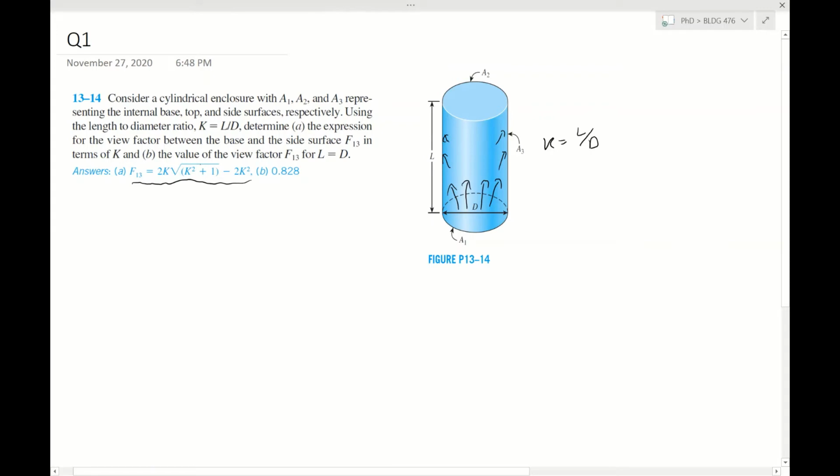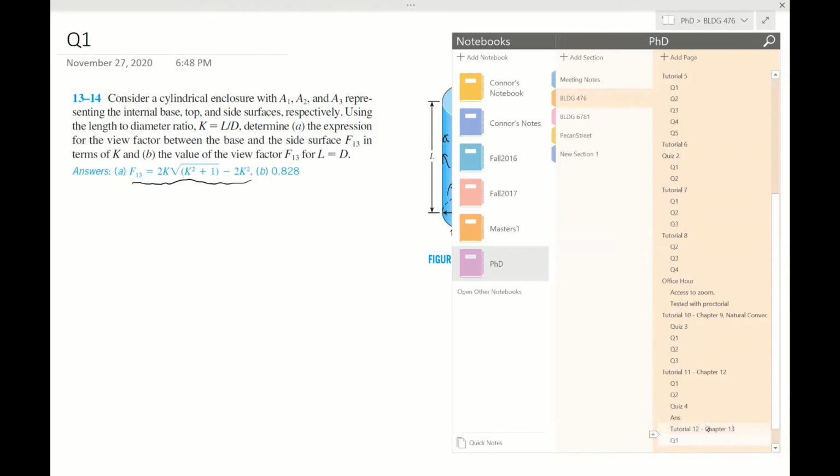And then we want to see what happens when L over D, L is equal to D, so essentially when K is equal to 1. So in this question, we have the situation where we're going to look at what options we have as far as cases, or if this fits one of our cases, and then we're going to calculate our answer.